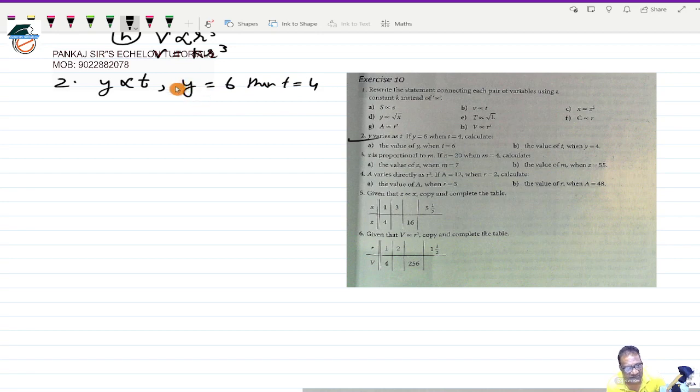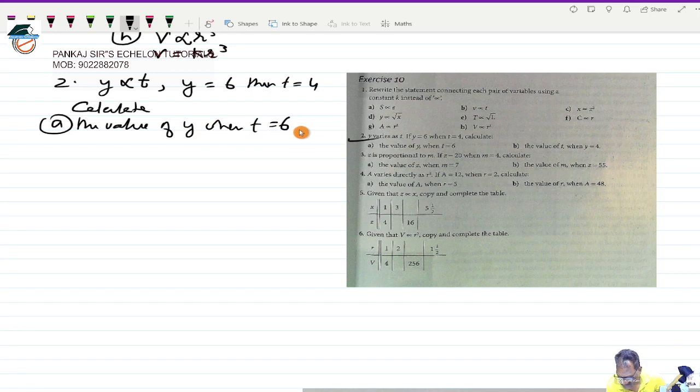So he is telling you that when y is equal to 6, t is equal to 4. Calculate. What is it telling you to calculate? Number A, the value of y when t is equal to 6. That is one thing it is asking me to find out. And B is asking you to find out the value of t when y is equal to 4. These are the two sub questions, A and B.